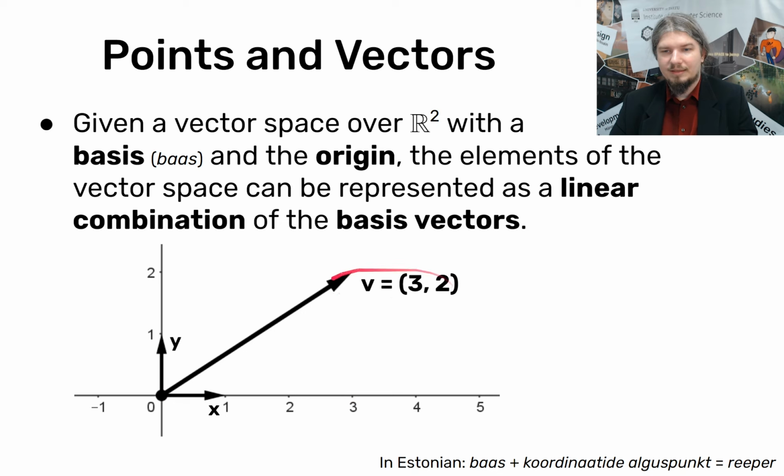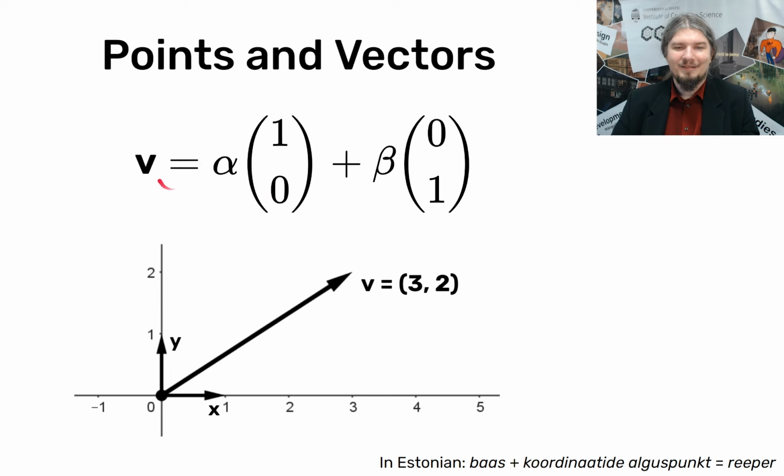And this is all that these vectors are. They're a linear combination of the basis vectors. And in Estonian there is this interesting term called reeper. Sometimes if you want to say the basis and the origin together, this set of a basis plus the origin, then in Estonian there is this word reper. I don't know an English corresponding word for that. And here's a formula. This vector v is going to be some coefficient times the first basis vector.